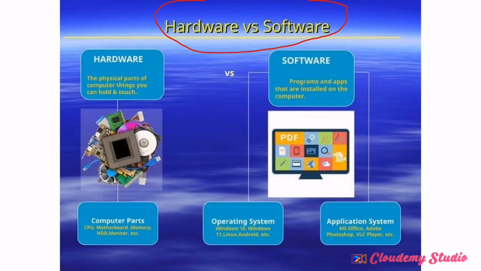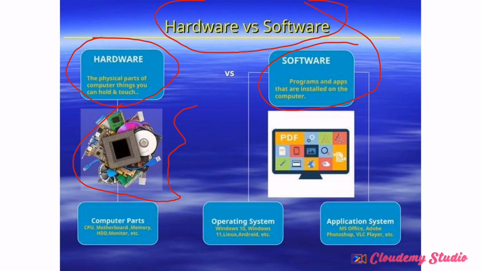Okay, so let's start with the hardware part. The hardware part is the physical parts of a computer, things you can hold or touch. Then software parts are programs and apps that are installed on the computer, which you cannot touch or hold. Here are some examples that you can refer to as hardware parts.